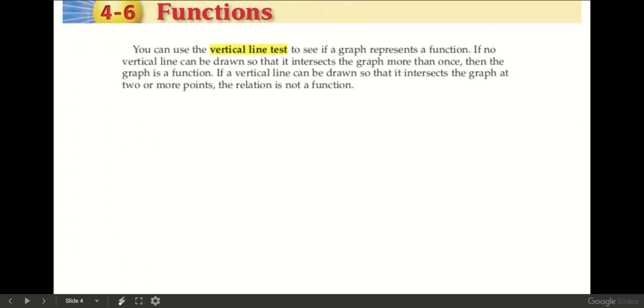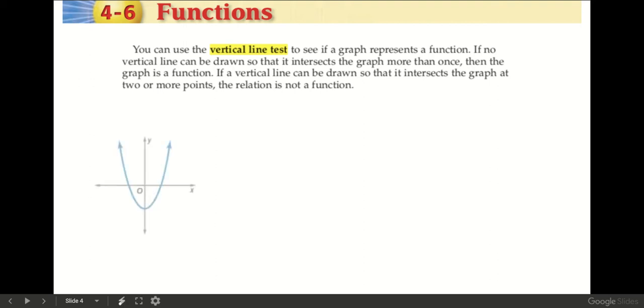Okay. The other way we can look at functions is if we're looking at a graph. And when we're looking at graphs, it's really easy to tell if something is a function if it has repeating x values, and that's by using the vertical line test. If no vertical line can be drawn so that it intersects the graph more than once, then the graph is a function. If a vertical line can be drawn so that it does intersect the graph at two or more points, the relation is not a function.